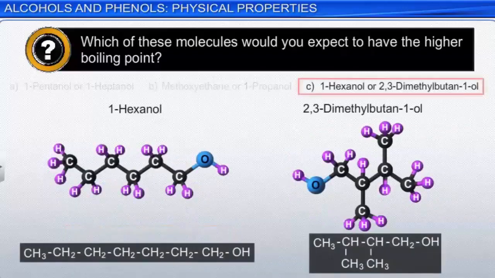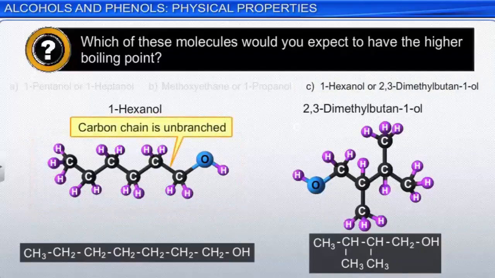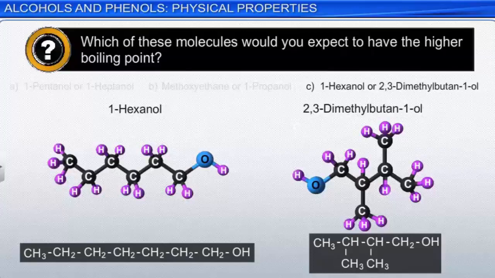For set C, 1-hexanol has the higher boiling point. Its carbon chain is unbranched, giving it stronger London forces than the branched chain in its structural isomer 2,3-dimethyl-butan-1-ol.